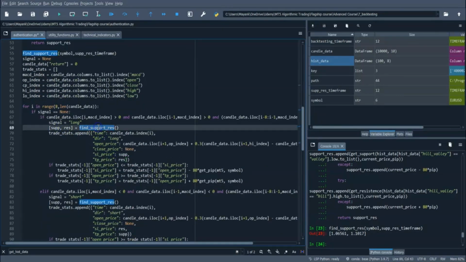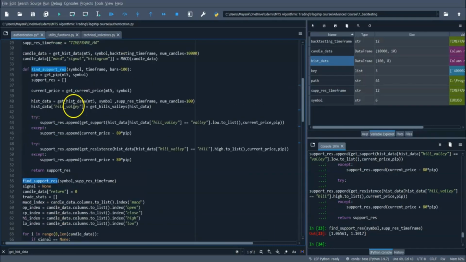So we will have to calculate support and resistance back in the time. In this function where we have calculated support resistance, when we are getting the historical data, we are getting it for the recent time. So we're getting all the candles till the present time. This is not what we want. We want to have the flexibility wherein we can find support and resistance for historical values as well.